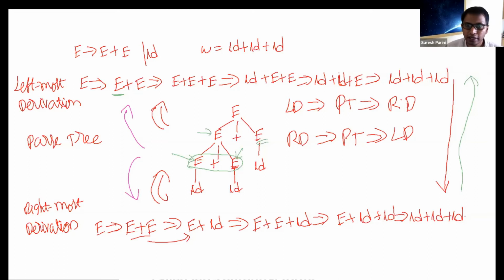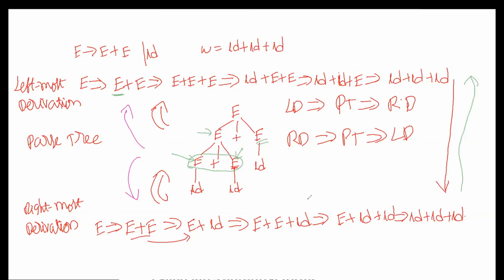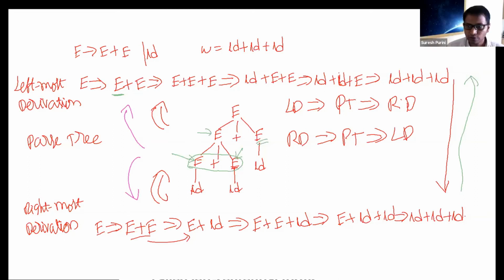Good question. Yeah, so let's move on. There is a good question, and that's what I would like to answer next. Let's start with the same grammar and same string. So this is the grammar that we are working with: E goes to E plus E and ID, and the string is W is equal to ID plus ID plus ID.